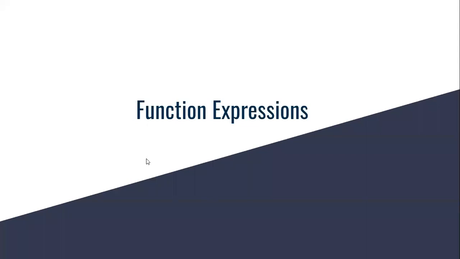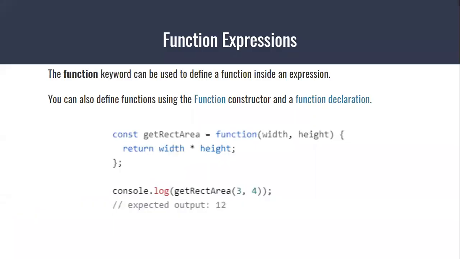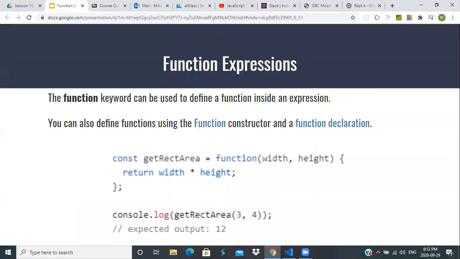But by using something called function expressions, we can kind of prevent some of that from happening in a way. It's an expression like we've already done, but we're basically assigning a function to a name in a different way. So the function keyword can be used to define a function inside of an expression, but you can also define functions using the function constructor and a function declaration. That sounds like a lot.